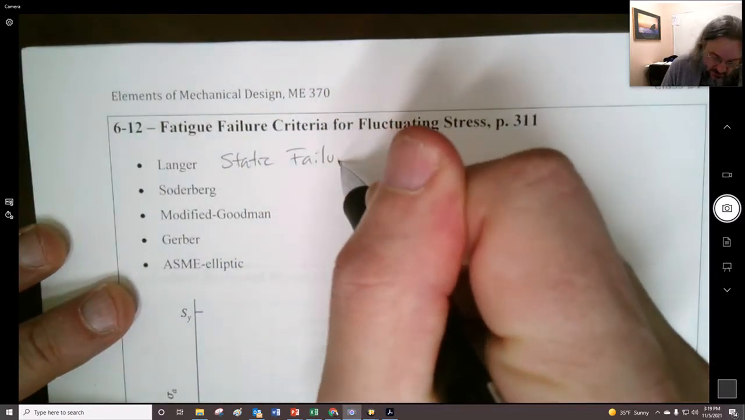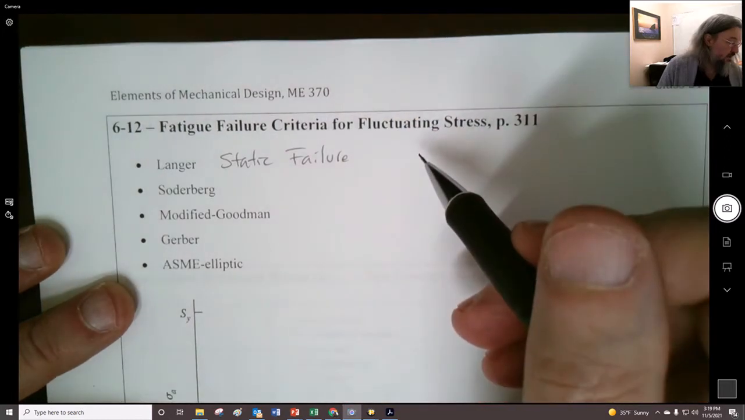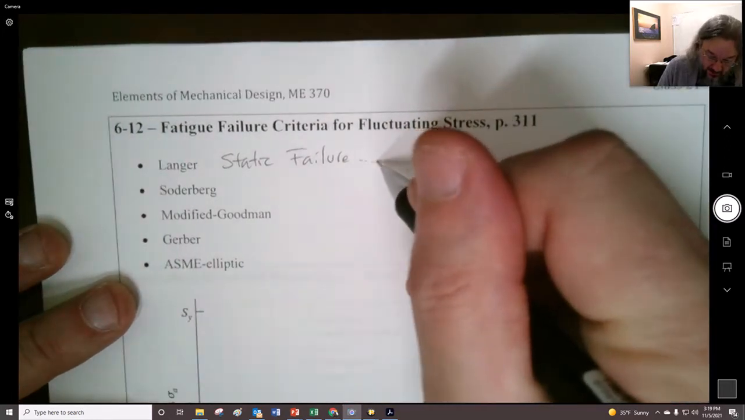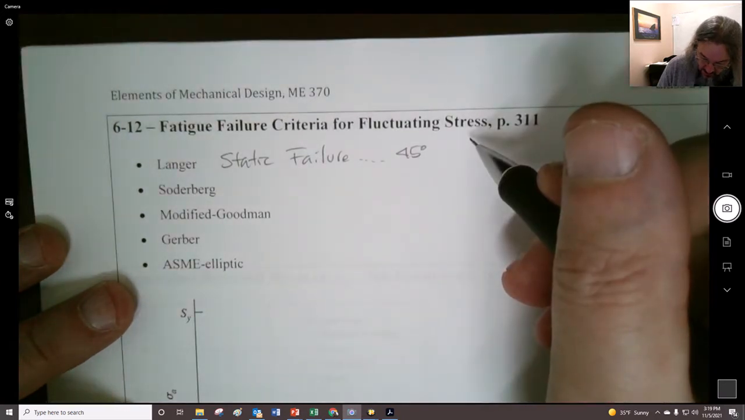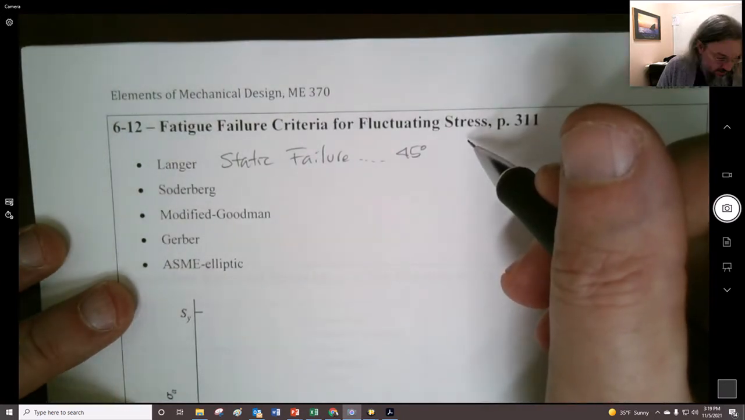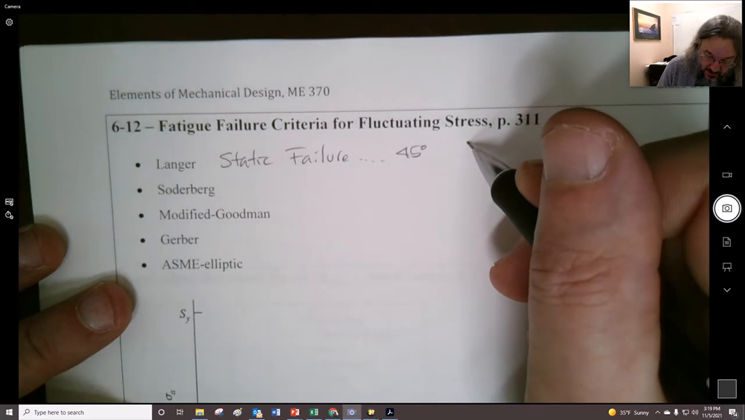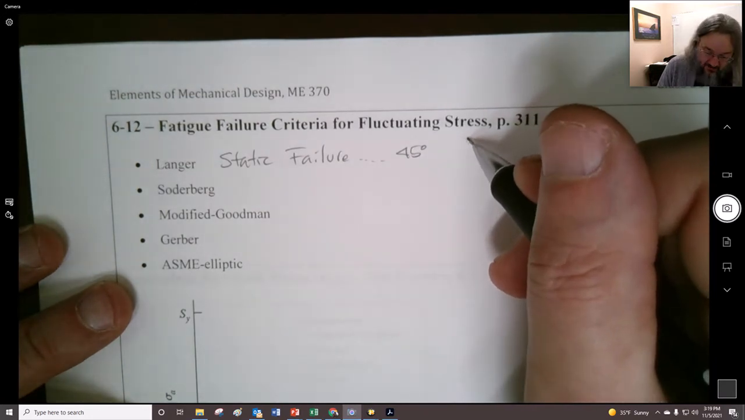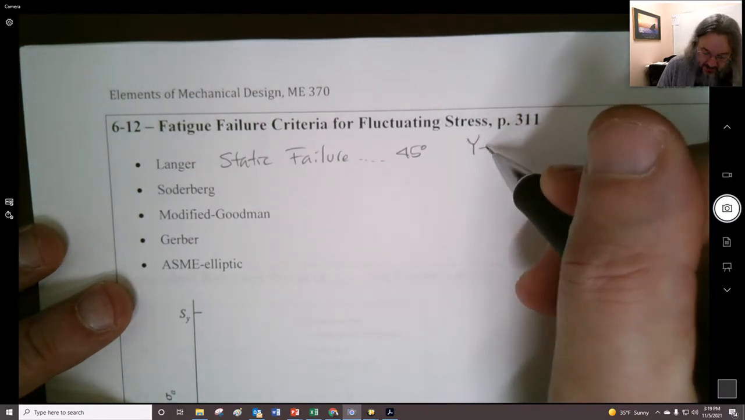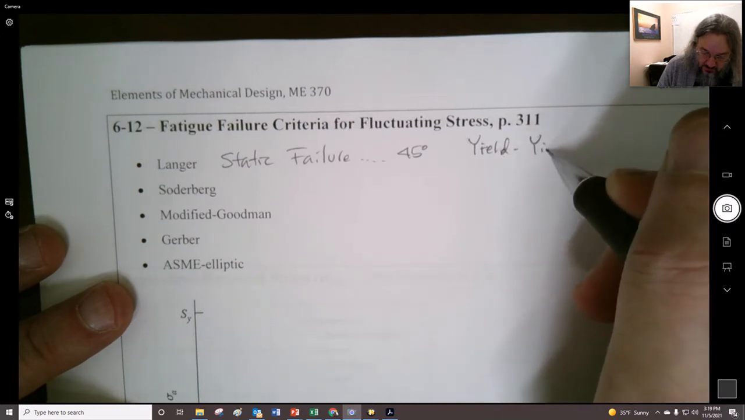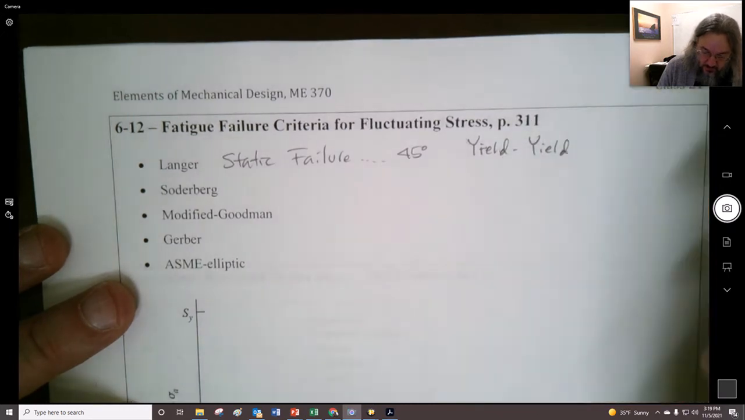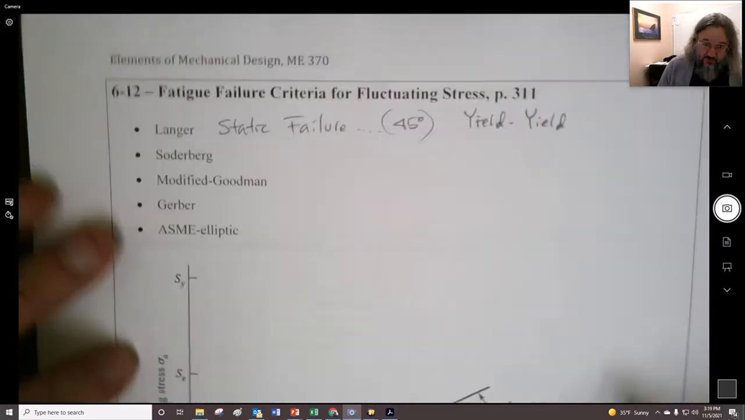So that's what's being described, static failure. And this one becomes 45 degrees. And it's really going to be, do I write this in here? We can think of this as the yield line. I think of it as the 45 degree line.